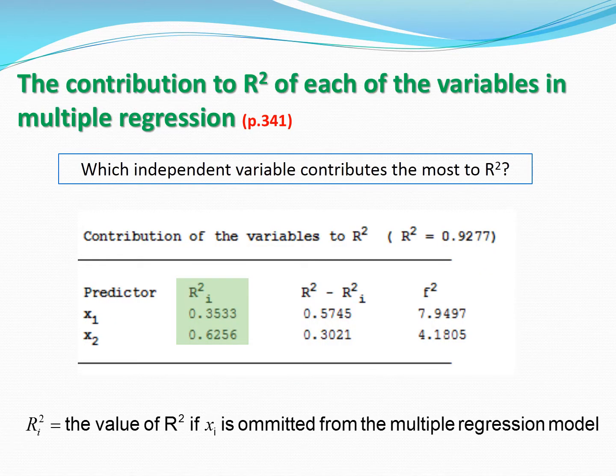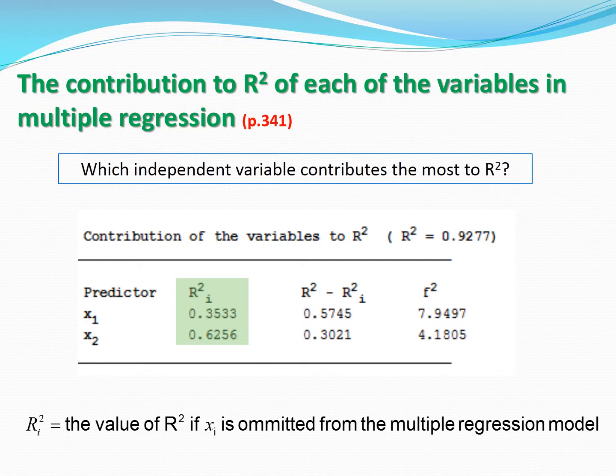Our coefficient of determination measures the overall fit of the regression model to the observed data. So each of the independent variables makes a contribution to our coefficient of determination. And in this section, we want to determine which independent variable contributes the most to our coefficient of determination. Or stated otherwise, which independent variable has the largest impact on our regression model.